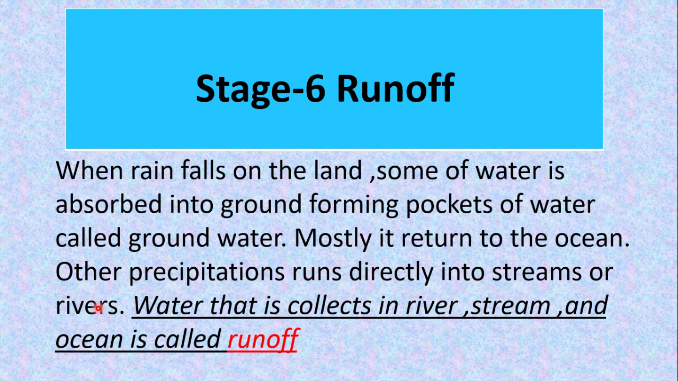During the rainfall, where does the water go? Imagine the ways it goes. You have noticed it in your daily life. Note it down. So these are some ways where this water goes. Some of the water is absorbed in the ground. Some of the water returns to the ocean, and some of the water directly reaches a stream or river. So what is runoff? As the name shows, water that is collected in rivers, streams, and oceans is called runoff.